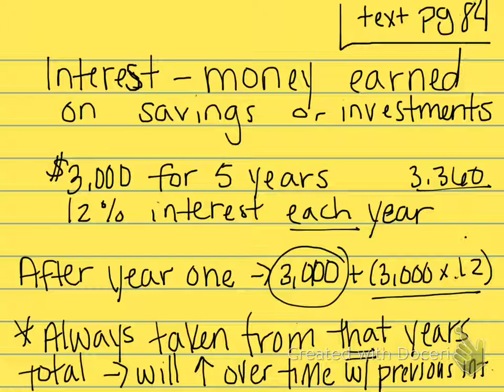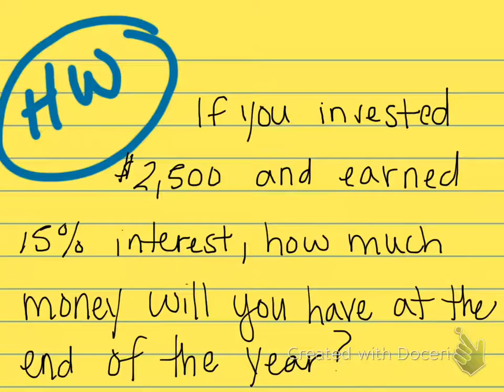So tonight for your homework, I want you to think about investing that interest. So if you invested $2,500 and you had 15% interest, how much money will you have at the end of the year? So I'm only asking you to look at 1 year's of interest. So 15% interest on $2,500. Notice I want to know the total at the end of the year, not the number of interest. So be careful when you're solving that you're answering the question I'm asking.